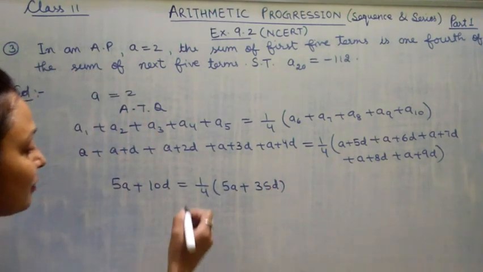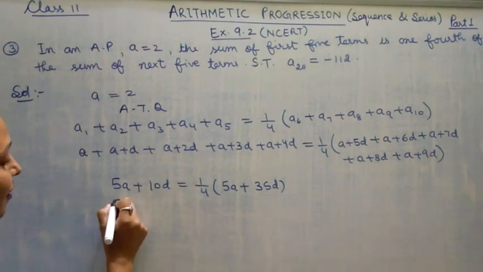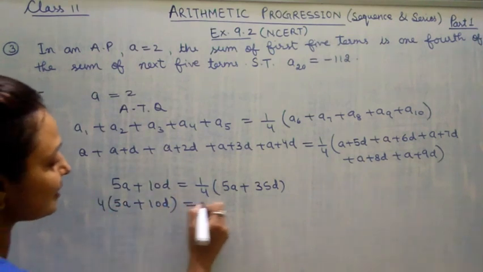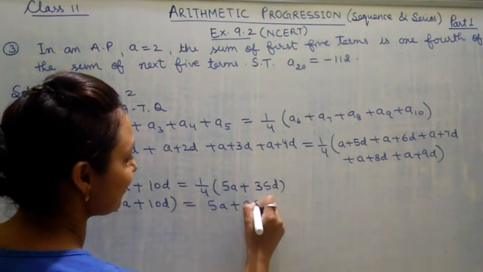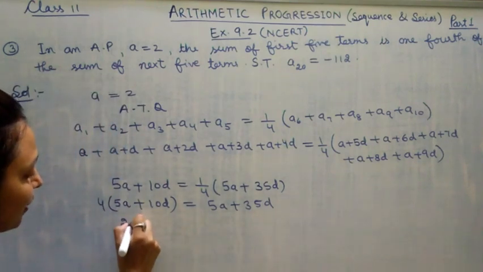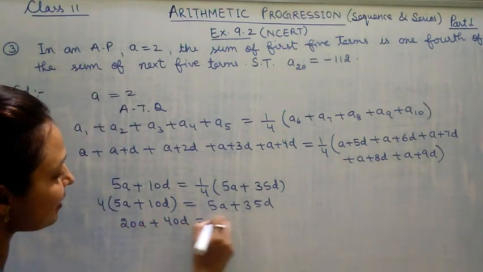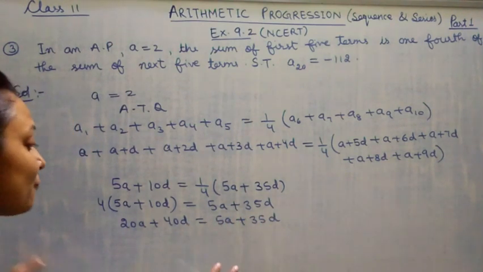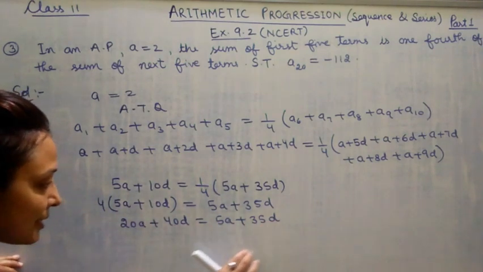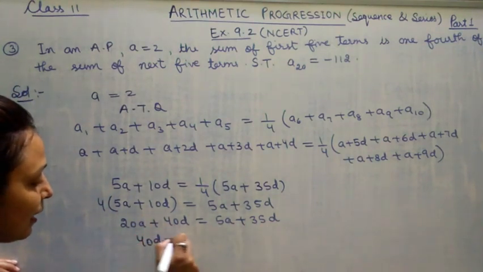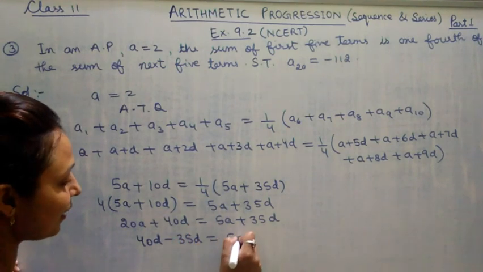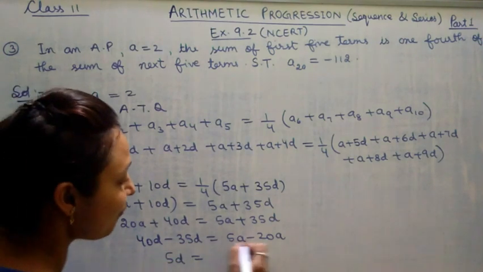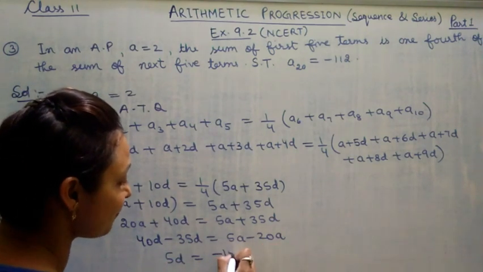Okay, so we will do the multiplication. This comes here, 5a plus 10d into 4, that is equal to 5a plus 35d. 5 4s are 20a plus 40d is equal to 5a plus 35d. Okay, now I will put the value. First of all, I will simplify it. I will take this on the left hand side, 40d minus 35d is equal to 5a minus 20a. It will equal 5d is equal to minus 15a.